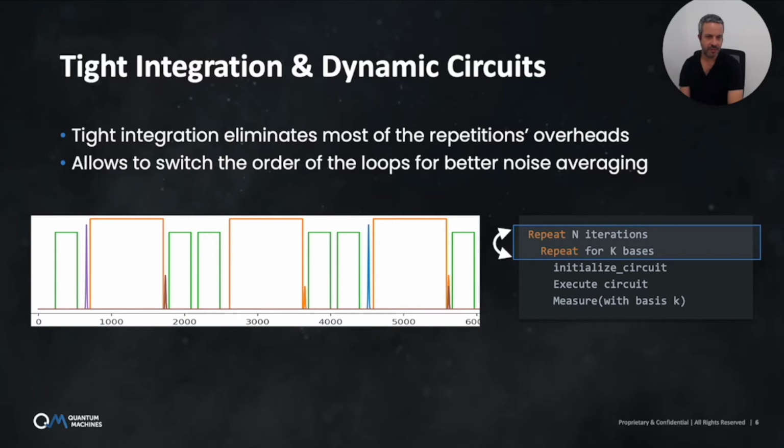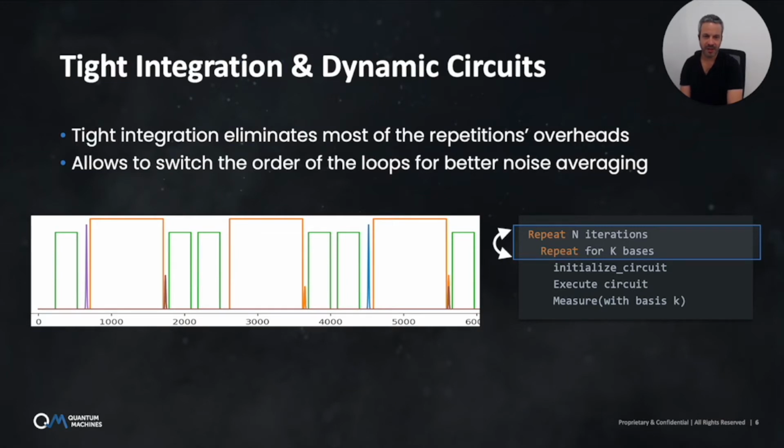Tight integration of classical computation eliminates most of the repeated execution overhead. Moreover, it allows us to switch the order of the loops, avoiding repeating the same measurement back to back and improving the noise averaging.